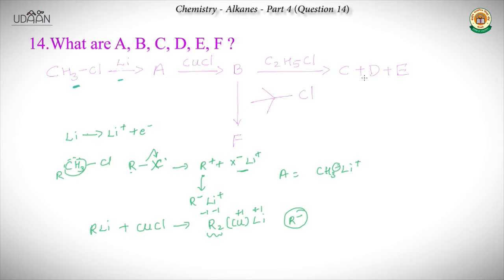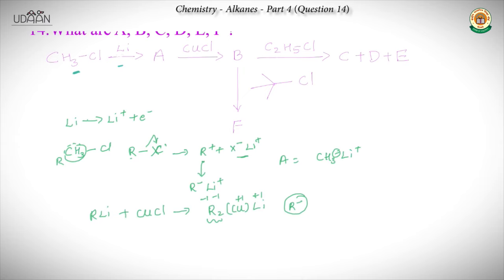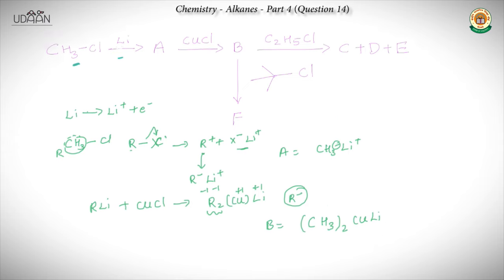An organometallic compound? Yeah, it's an organometallic compound. So what is B right now? B is R2CuLi. Where you have R equal to CH3, you have B as (CH3)2CuLi. Alright. Now let's go into the next part of it.